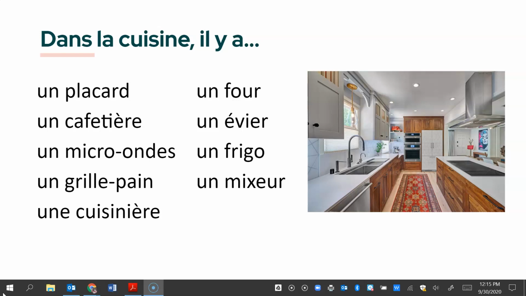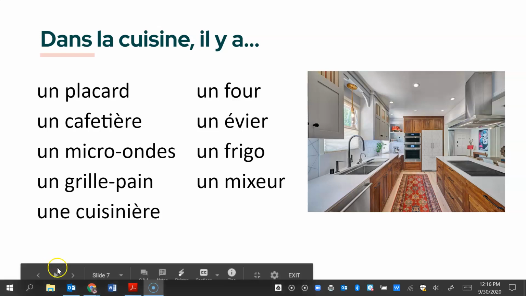Un évier, and that is a sink. Un frigo, and that is a refrigerator. And then finally, un mixeur, and that is a mixer.